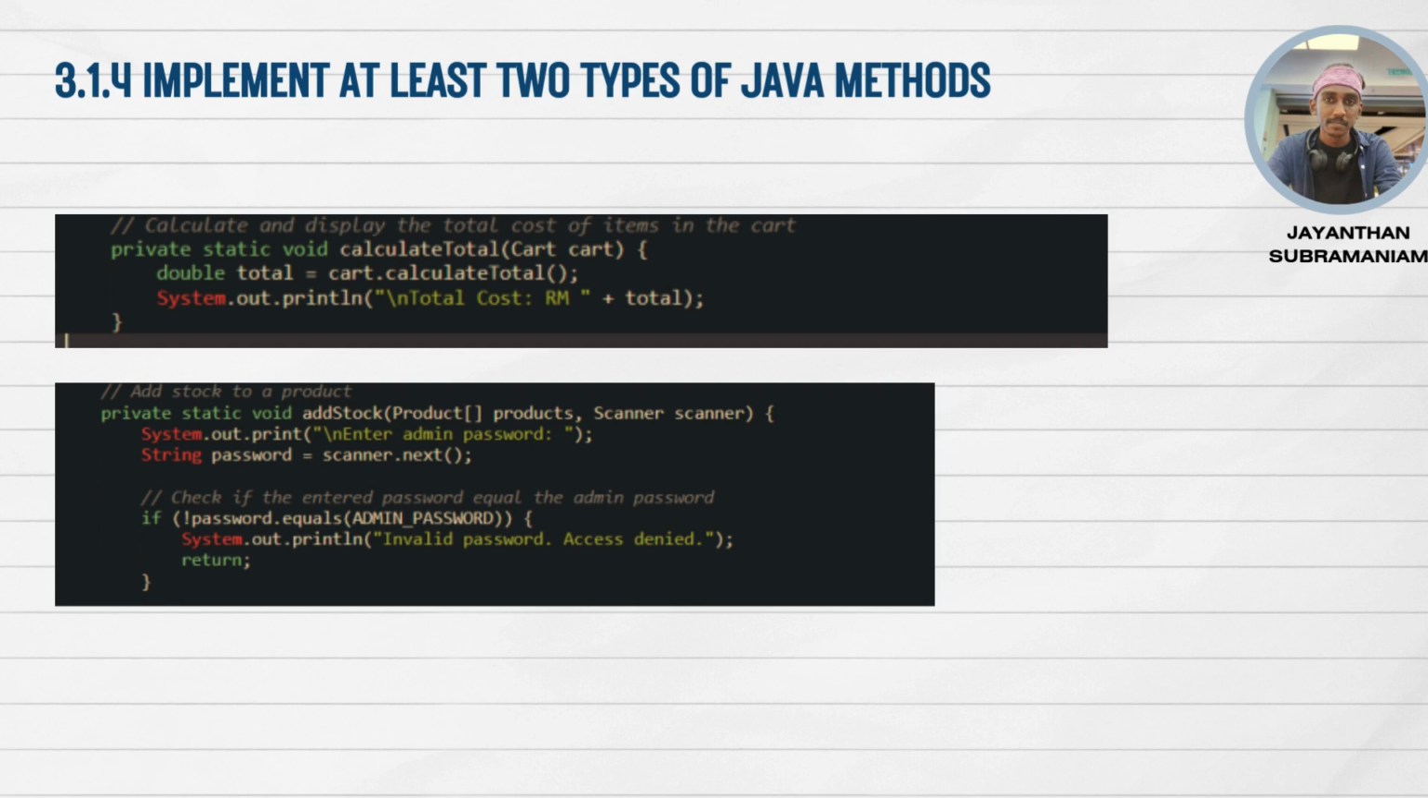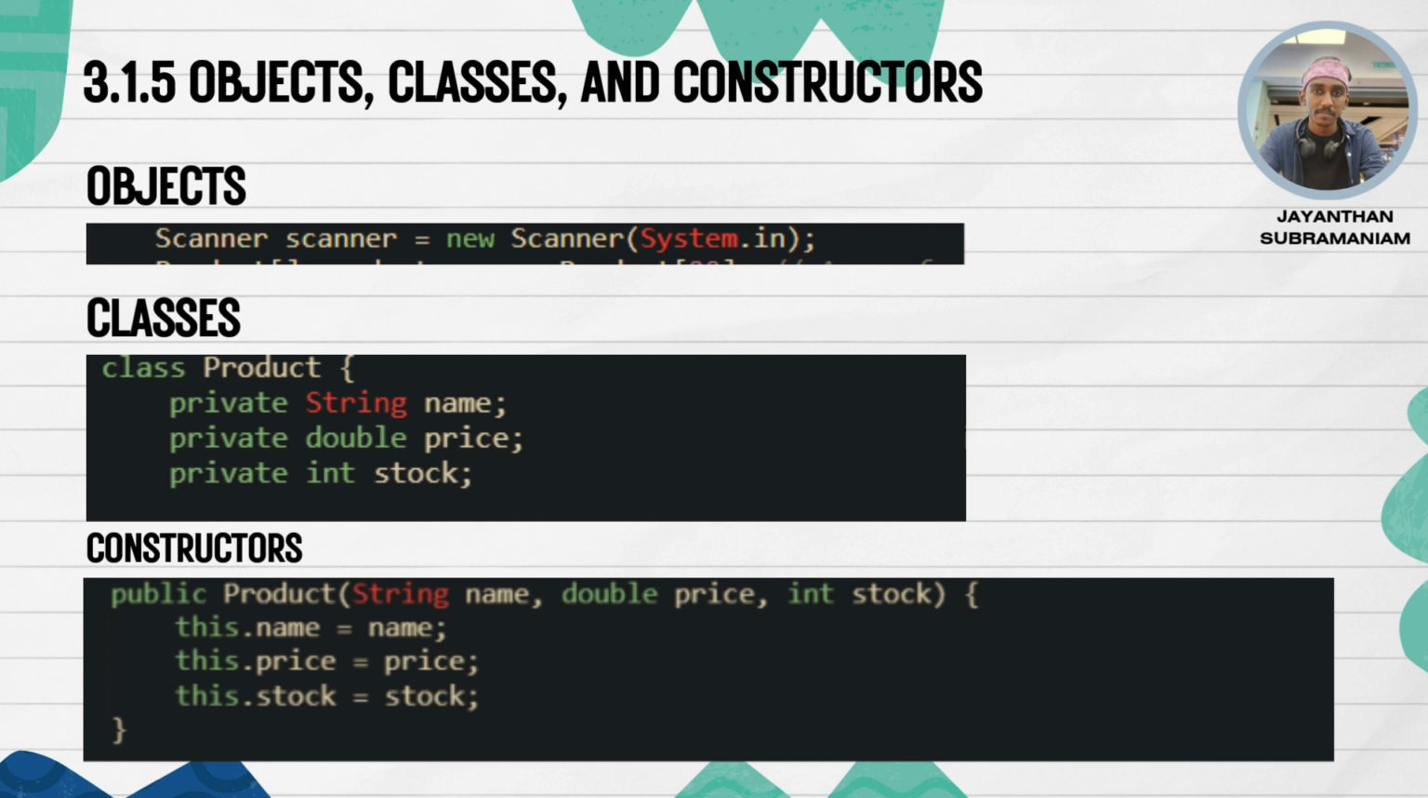So next is add stock to a product. We have to put the password, and if the password is wrong, it will show something like invalid password or access denied. And next is object classes, constructors, and objects: Scanner equals new Scanner. Classes, products, and constructors are actually the same. We have to put the name, the price, and the stock, how much stock we want to order. Integer name, integer password, like that.